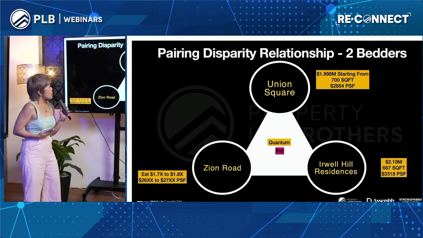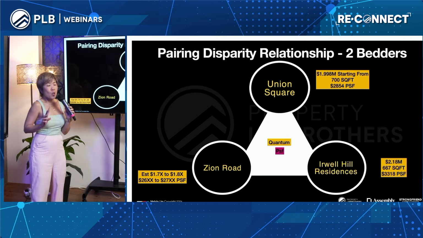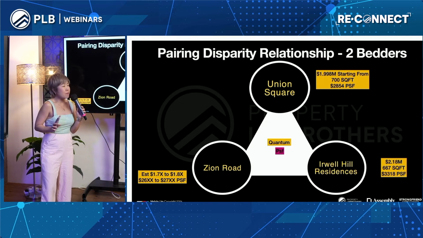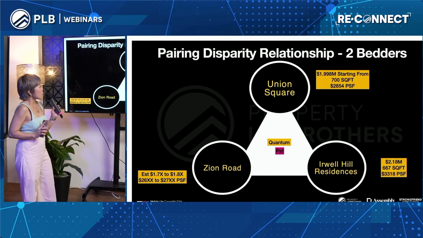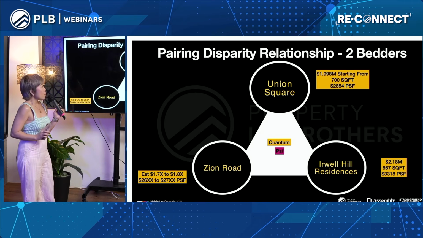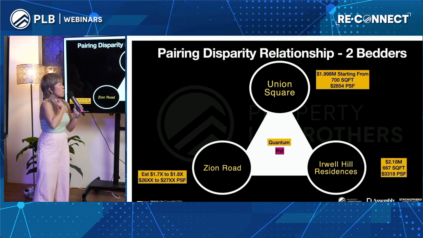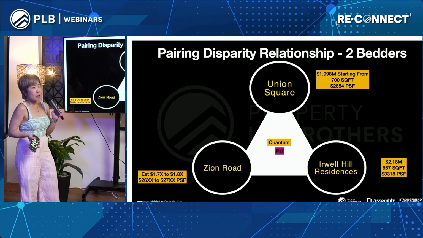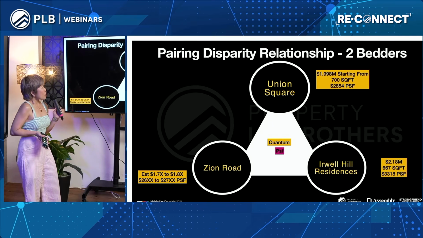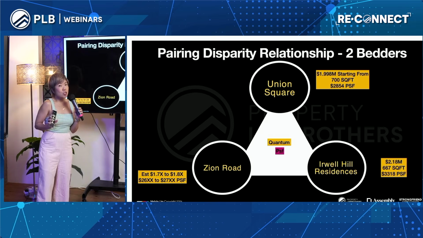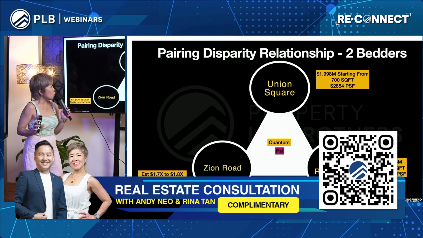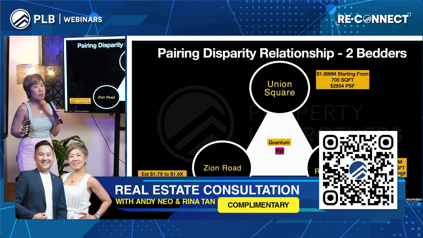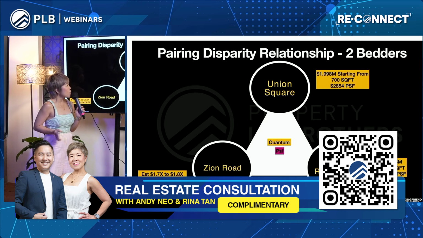Yeah, okay, so let's take a look at within the core central region, the district 1, 9 and 10. For the 2-bedders, we have Union Square. Union Square is at district 1. It's a very prime central location. It's already launched in the market early this year. So they are asking for 2-bedrooms, 700 square feet, which is quite a spacious 2-bedroom, asking at 1.99, which is near 2 million, at 2,854 PSF.